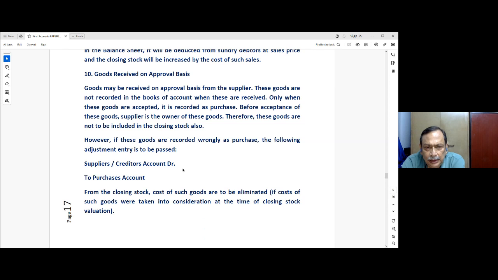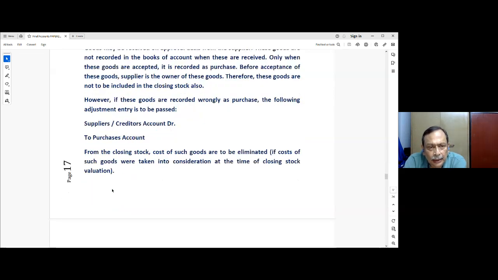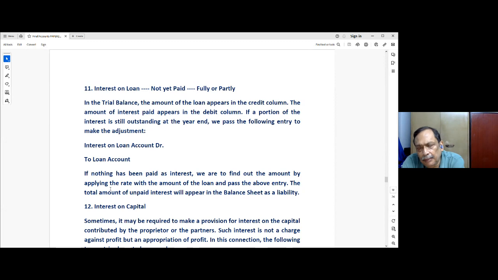However, if these goods are recorded wrongly as purchase, we are required to pass an adjustment entry, and the entry will be suppliers or creditors account debit to purchase account. Now, from the closing stock, cost of such goods are to be eliminated if cost of such goods were taken into consideration at the time of closing stock valuation. Okay, now we are coming to number 11.